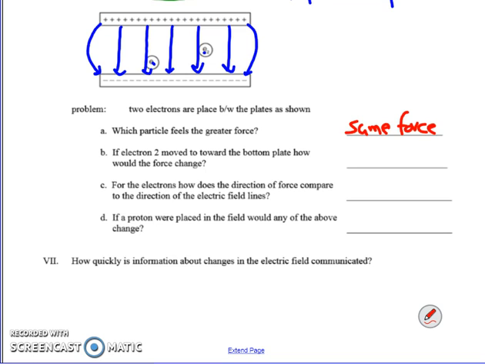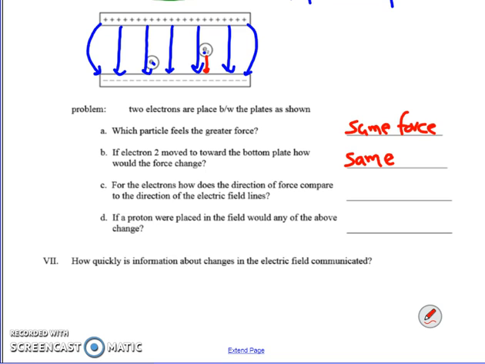If electron 2 is moved towards the bottom plate, so let's say I move this down to here, how would the force change? If this was between two point charges, it would definitely change. But in this case, it has to stay the same because by definition, we have a uniform field. So no matter where you are, you feel the same force.